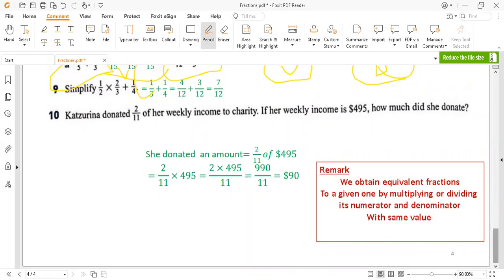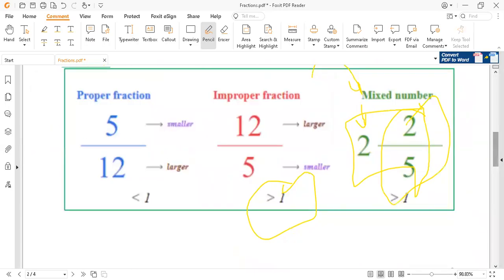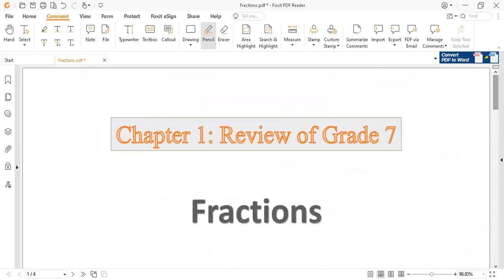These are all the important information and the review about fractions that we need to have in our mind to start the new chapters of grade 8.